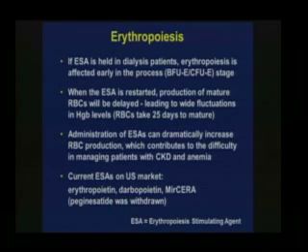The current erythropoietin stimulating agents on the market are erythropoietin, the original one, darbepoetin, and then Mircera. There was another agent called peginesatide, which unfortunately had to be withdrawn after some side effects were noted.